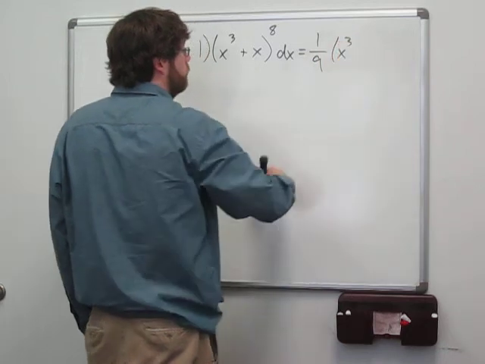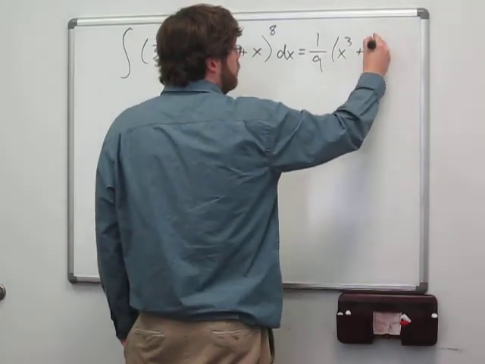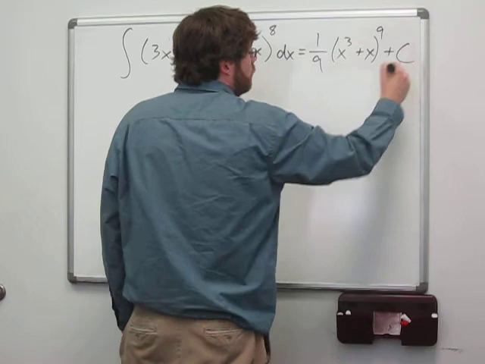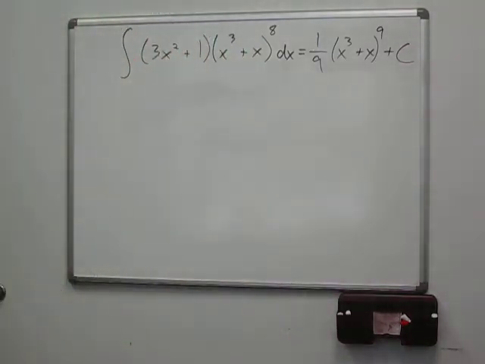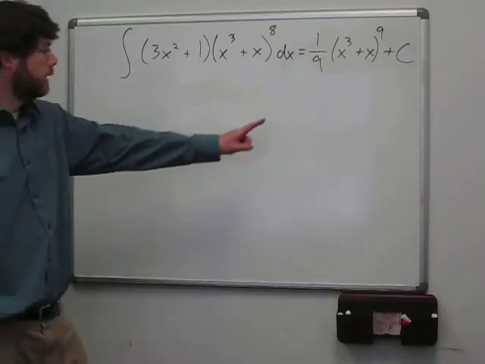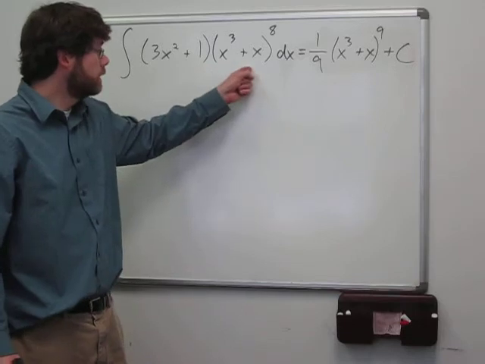Right, so the antiderivatives here are going to be 1/9 (x cubed plus x) raised to the 9th plus c. So why are these the antiderivative of this expression?